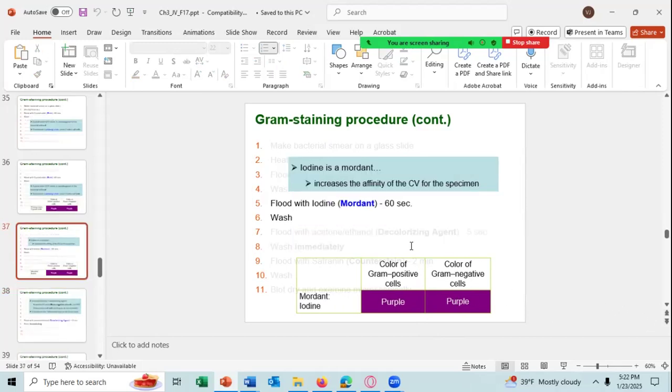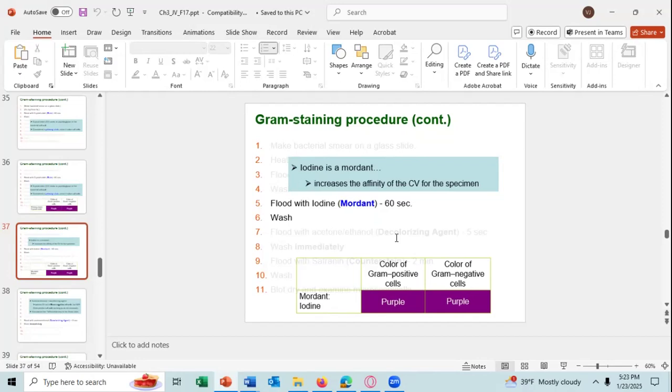You then apply iodine. Iodine is a mordant. It will chemically complex with the crystal violet, making an increase in the affinity of the crystal violet for the specimen because the crystal violet iodine complex is a larger molecule than the crystal violet molecule alone or the iodine molecule alone. You apply the iodine for around 60 seconds.